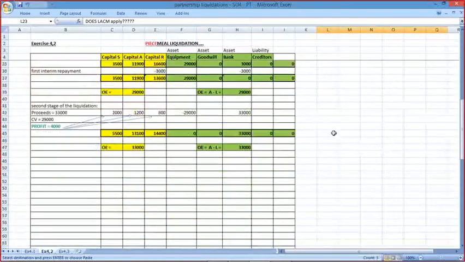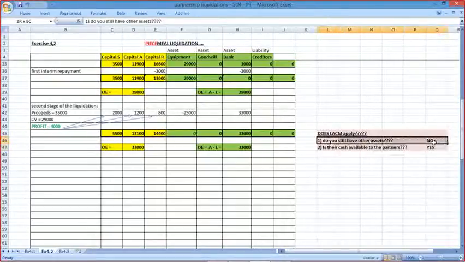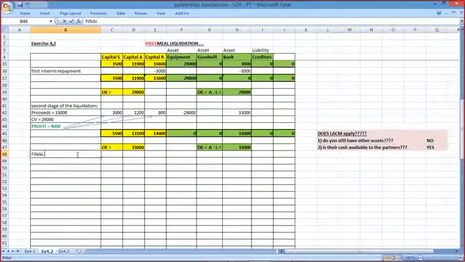So now my question to you is, does the loss absorption capacity method apply? Two questions. Do you still have other assets? Well, the answer is no, I suppose, except for the bank. Is there cash available to the partners? Yes. So does loss absorption apply? No, it doesn't, because there aren't other assets to be sold.